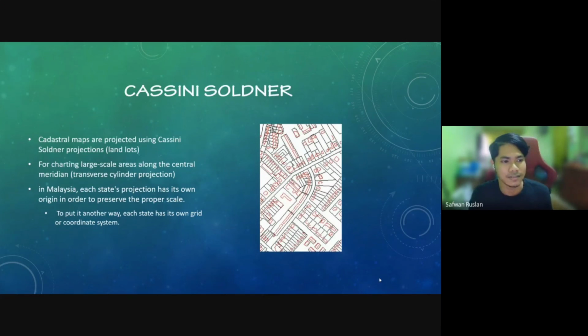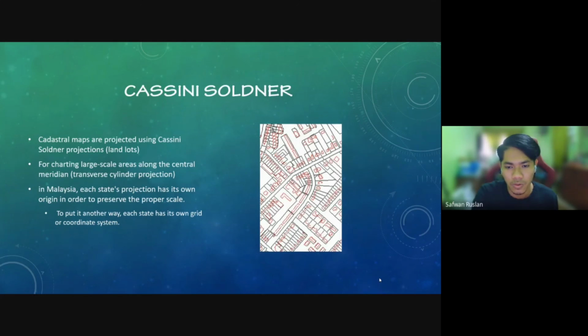For Cassini Soldner, the cadastral map projection uses Cassini Soldner projections, as you can see in the figure. The function of Cassini Soldner is projection of land lots especially, for covering large scale areas along the central meridian, using a transverse cylinder projection. In Malaysia, each state projection has its own origin in order to preserve the proper scale. To put it another way, each state has its own grid or coordinates. However, the amount of distortion is very considerable away from its origin over big areas.